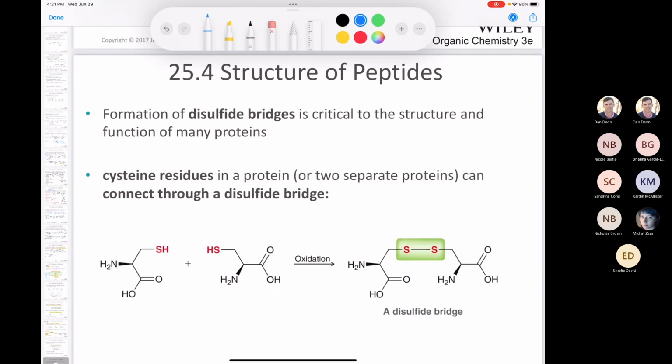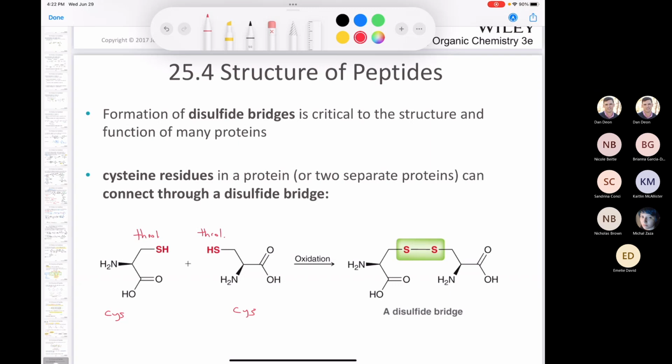Something else that's interesting that peptides can do is form what are called disulfide bridges. Hopefully you remember from way back when we talked about functional groups that if you have SH, that's called a thiol. So maybe I'll write it down here. This is a thiol, and this is another thiol. And thiols are found on cysteine. So this is a molecule of cysteine, and this is a molecule of cysteine like this.